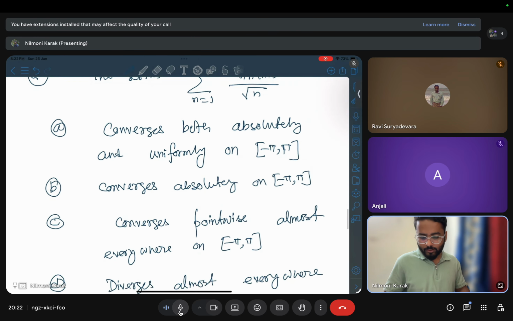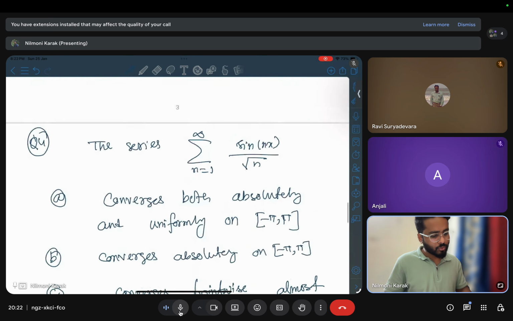See one thing, for x equals to 0, no, not x equals to 0.